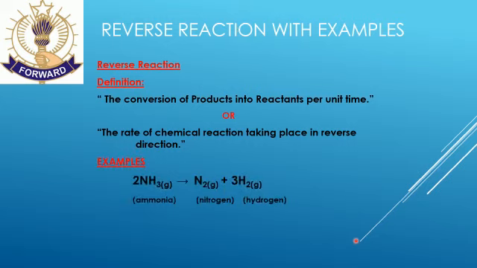Here we have some examples. Here we are taking ammonia. Ammonia gets decomposed into nitrogen and hydrogen. So the chemical reaction actually moves in the reverse direction. Here we have hydrogen iodide. Hydrogen iodide similarly decomposes into hydrogen and iodine. So if you compare the example of forward reaction with the reverse reaction, you can clearly get the idea of what is a forward and what is a reverse reaction.